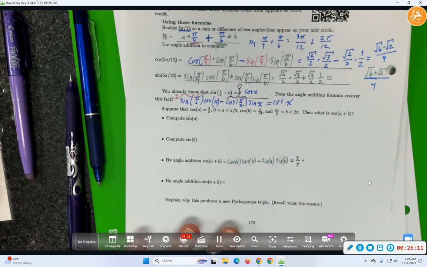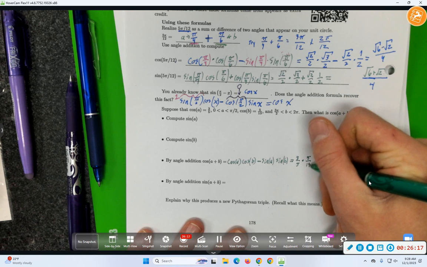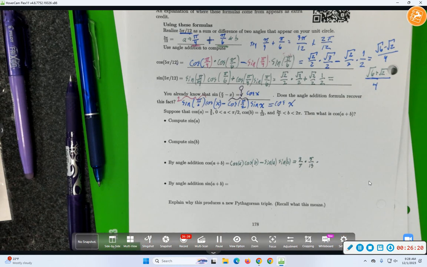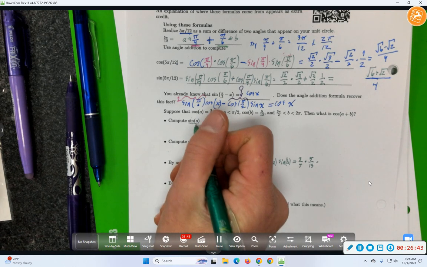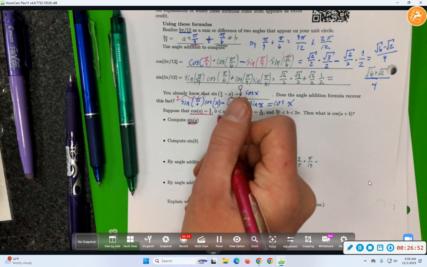Do we know cosine B? 5 over 14. Do we know sine A? No. But could we? Yeah, right. If you know cosine, then you can figure out what sine is. And let's try to do exactly that. Let's try to compute sine of A and sine of B using the information that's given in this problem. So let's compute sine of A. Let's do this in pink. There's sine A. I'll underline in pink the information that is relevant.